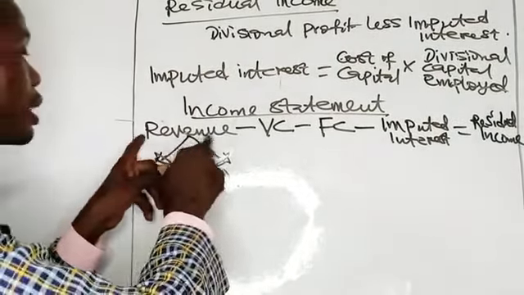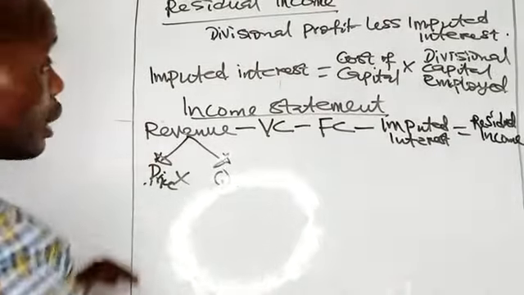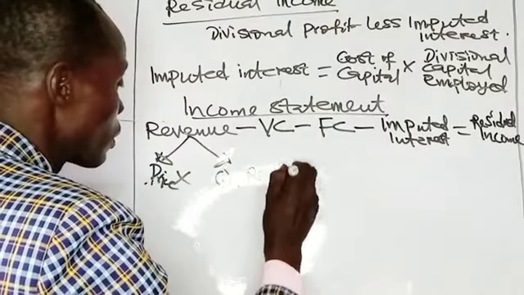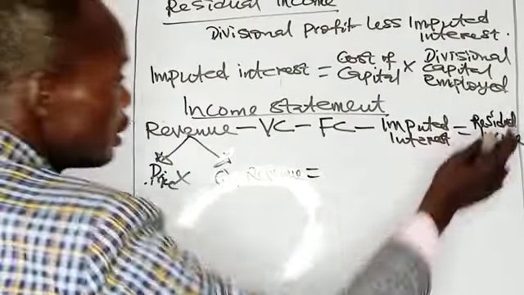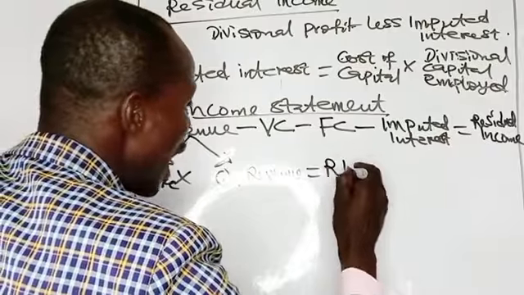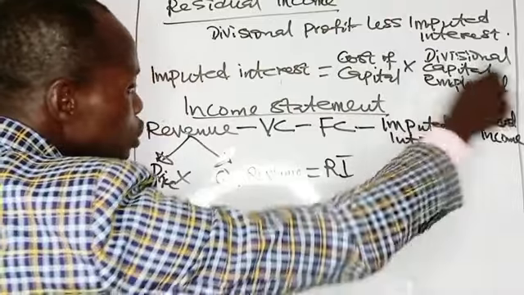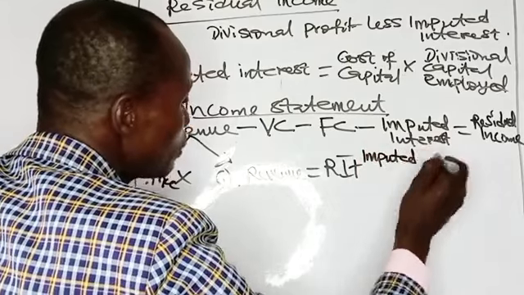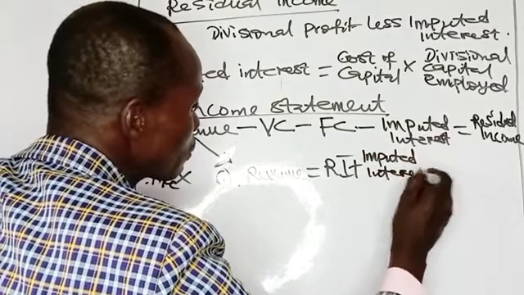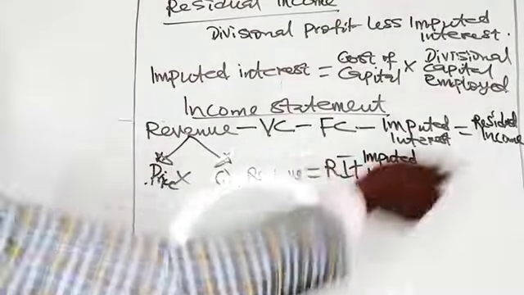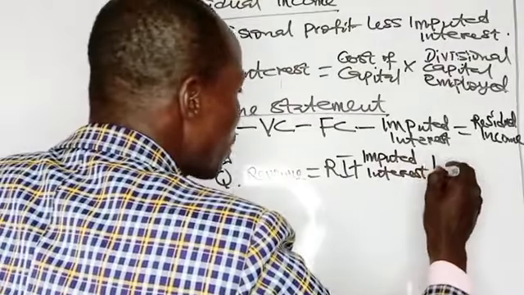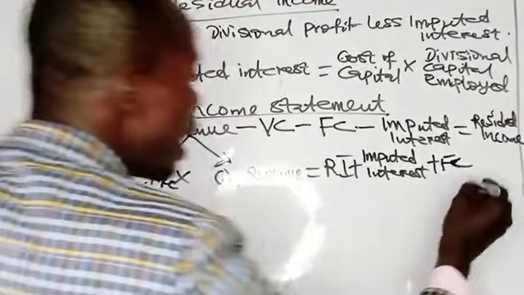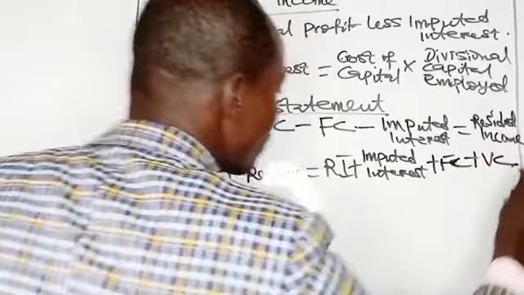All you need to do is to make revenue the subject of the formula in this expression. So your revenue will be equal to residual income, RI, plus imputed interest, plus fixed cost, plus variable cost.